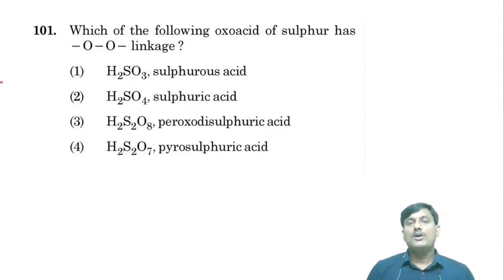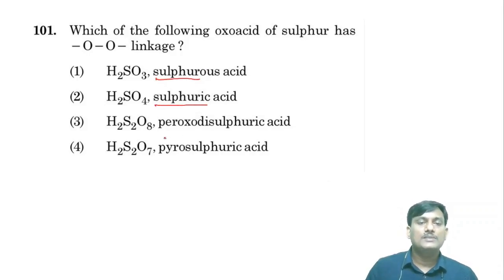Which of the following oxo acids of sulfur has a peroxy linkage? Simply by considering names, you can easily predict which one is the correct option. Sulfurous acid, sulfuric acid, peroxodisulfuric acid. Peroxo, this is the peroxy bond. So the option will be H2S2O8, right? This one is pyrosulfuric acid.